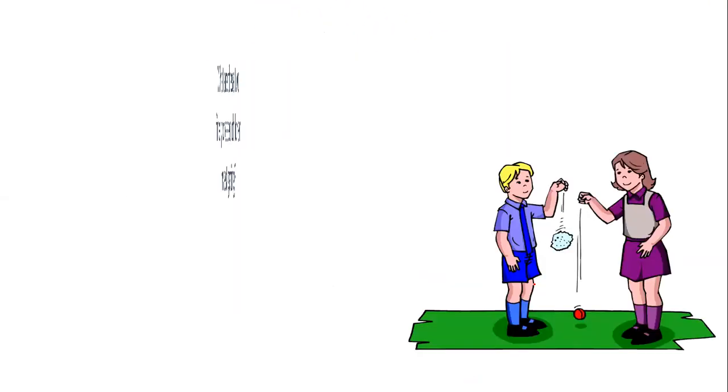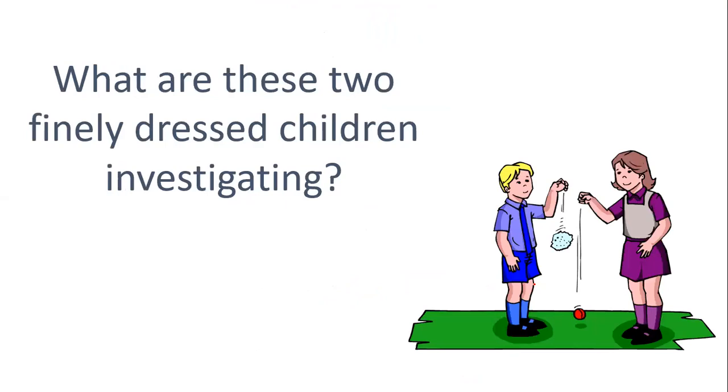Okay. Next, what are these two finely dressed children investigating? So the little boy also has a paper, and this is an example, a ball or a stone. And they drop both at the same height. What are they investigating? So probably they're investigating which will fall faster.